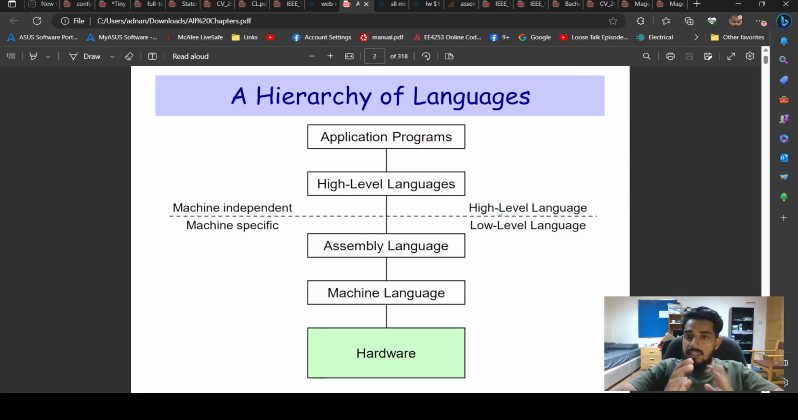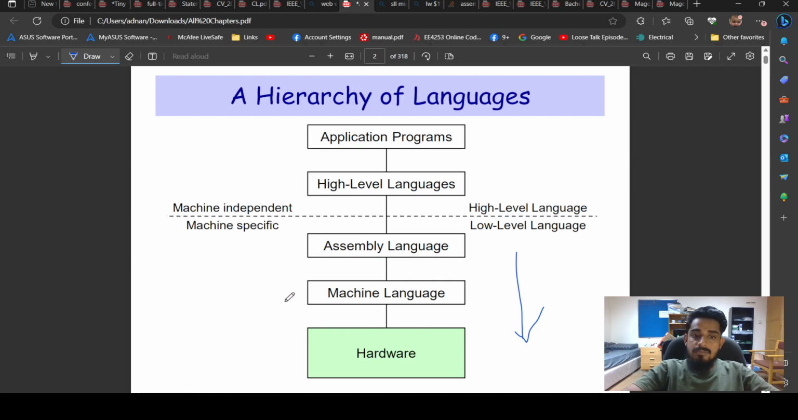The languages: we know the application programs, the different apps on our systems. Then there are programming languages, the high level languages. Let's suppose we have C, Python, and Java. All of these are high level languages. There is a connection between the high level language and the low level language. This portion is the low level language. In low level language, we have the assembly language and the machine language.